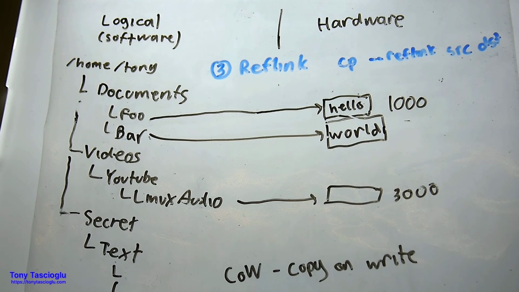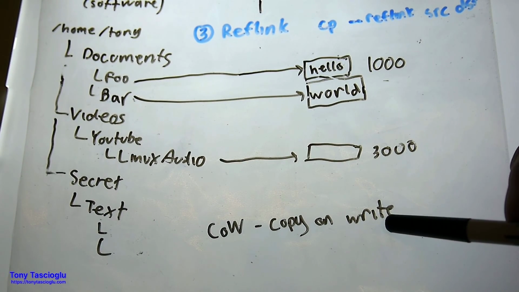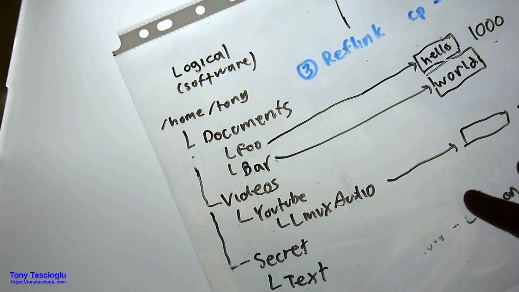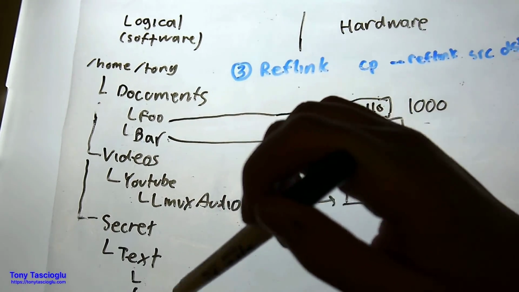So what this means is that I can copy a 2 terabyte folder in a matter of seconds because it actually doesn't get copied as long as it's on the same hard drive. If it's on different drives, it will get copied. So say I do cp reflink documents text.